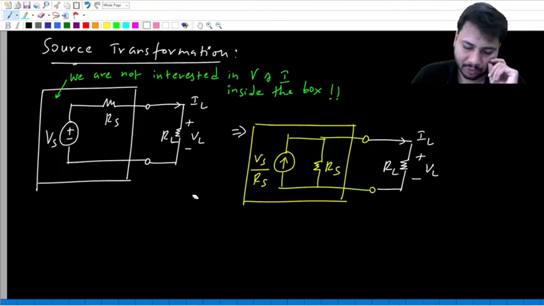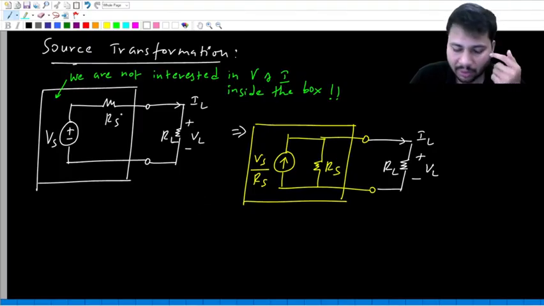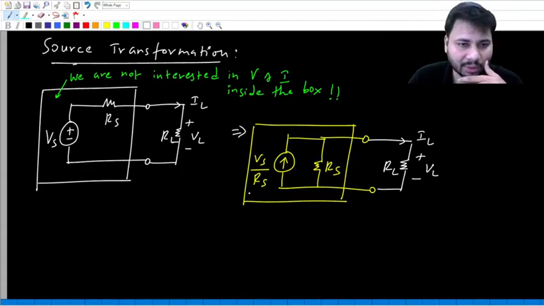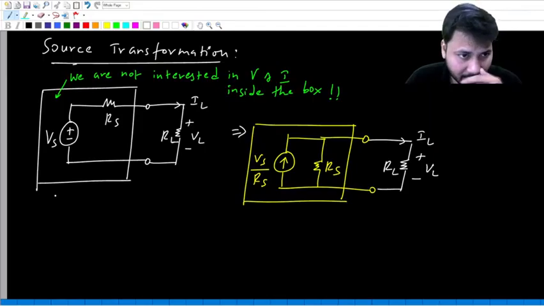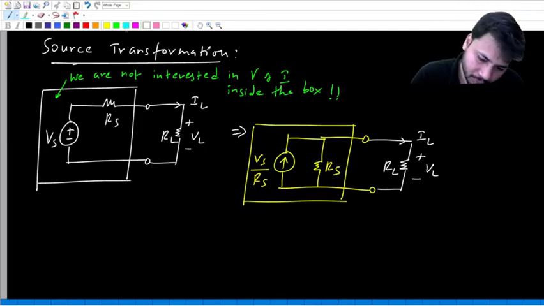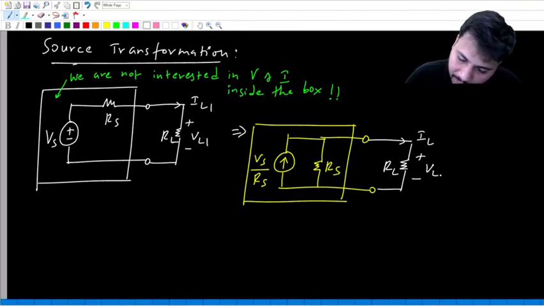So whenever you are not interested in voltage and currents inside this box, it can be transformed into this box. Originally the box contains a voltage source in series with resistance, and it has been transformed into a current source in parallel with the same resistance. But in both the cases the load voltage and load current will remain the same. That means from load point of view, this white color box is same as the yellow color box. Let's say this is VL1, this is IL1, and this is VL2, this is IL2.